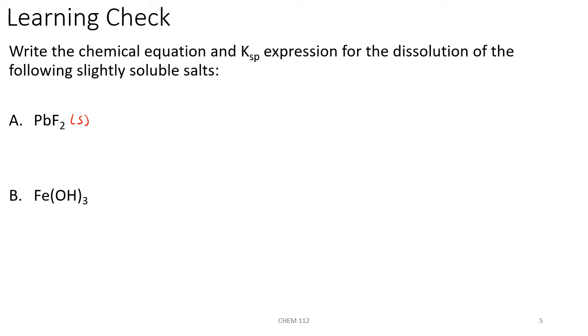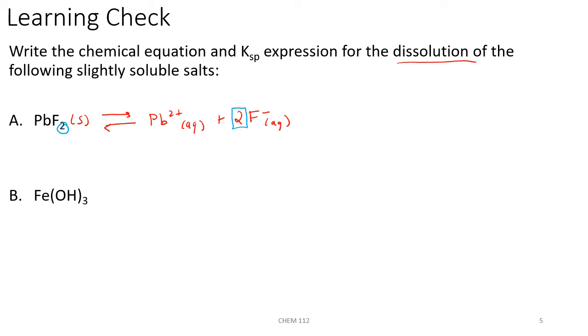So when we write our equation for the dissolution of it, we're going to use double arrows because there will be an equilibrium established. And it's going to break up into lead 2 plus ions, which will be aqueous, plus we're going to get 2 moles of fluoride anions, which will also be aqueous. The 2 moles of the fluoride anions come from the fact that in our formula for lead 2 fluoride, we have a 2 there written for our subscript. So when those combine, 2 fluorides always combine with 1 lead 2 plus ion.